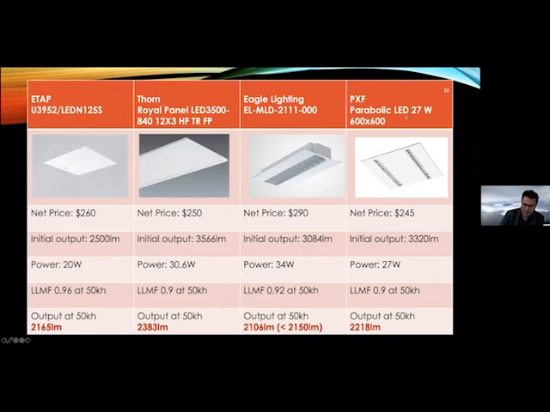Then these products are compared against one another. Some prices are being proposed. These prices could be more or less accurate, but these are the prices we managed to confirm at the time of preparing the presentation. So here are the initial outputs, lamp lumen maintenance factors, and the output at the end of the lifetime, apologies. So around 2.1, 2.4 kilolumen. It's all good.